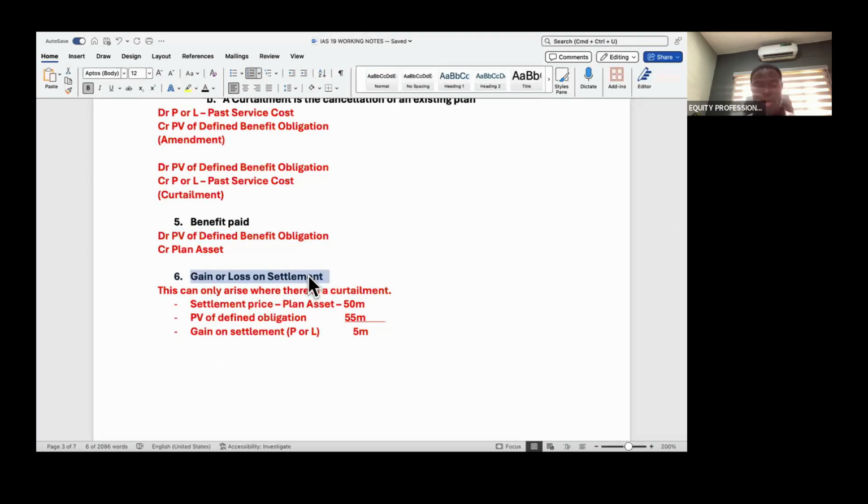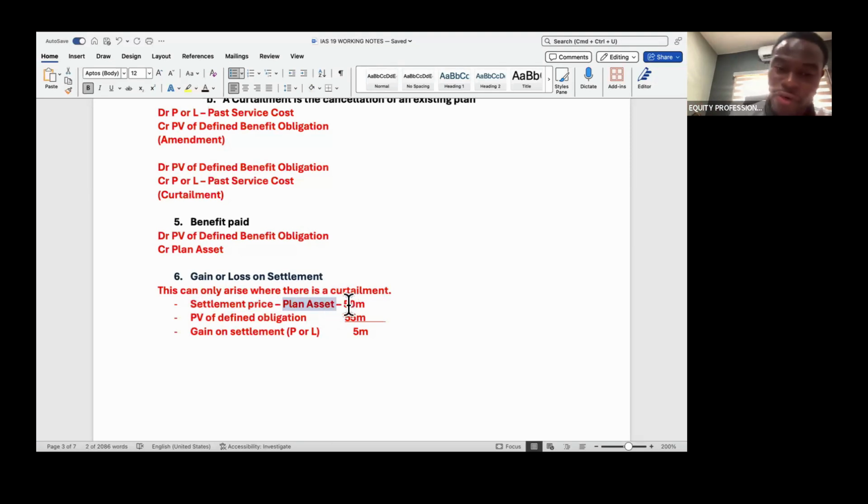We can also have gain or loss on settlement, and this will arise when there is a curtailment, when there's a cancellation, when there's a shutdown. Whenever there is a curtailment, the employer says, okay, I'm not doing this plan again, I want to close it out. That means they should be ready to settle. So they will agree a settlement price, which of course is from the plan assets.